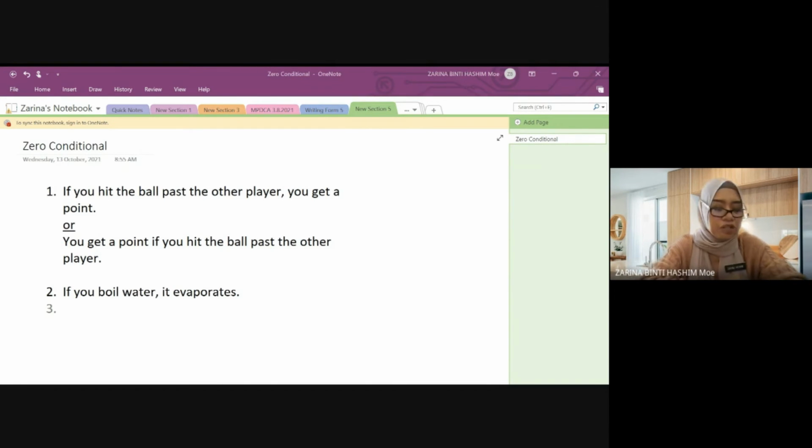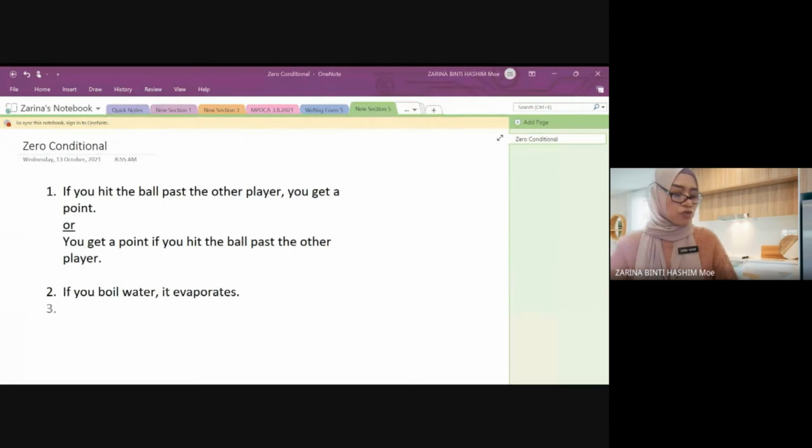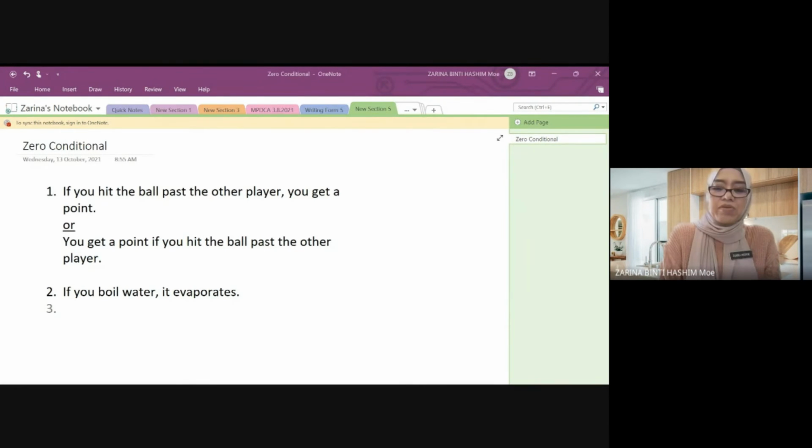If you mix orange and brown, you get yellow. Okay, good. For number two, you cannot start with it. Okay, number two. What if you start the sentence with it? What does it refer to? So if you want to start with evaporate, what you have to write is: water evaporates if you boil it. It should be like that.